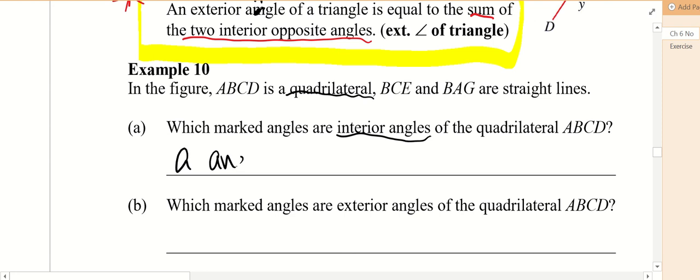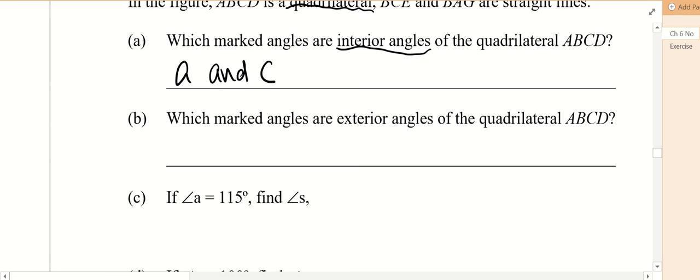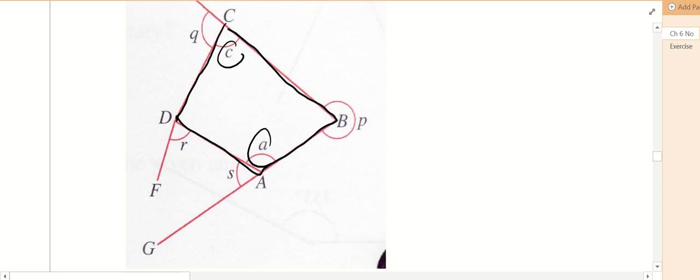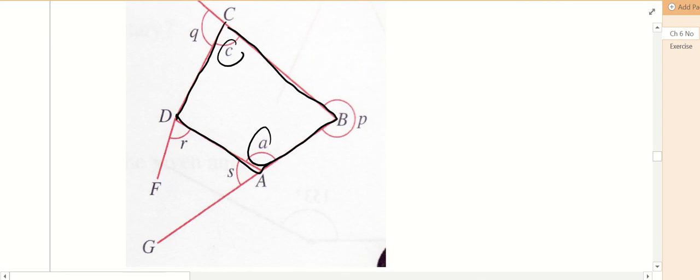Next one, which marked angles are exterior angles? Exterior, remember, means outside. Exterior of ABCD. So that means they're outside ABCD, but they must be related. So what do we have?